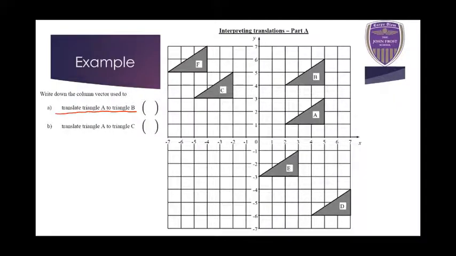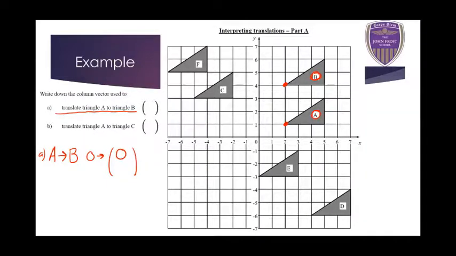So first of all, we need to find the triangles. There's triangle A, there's triangle B. So for part A, we're trying to find out how we got from A to B. Again, all we need to do is pick a point on triangle A, find the same point on triangle B, and work out how we got there. First of all, going left and right, and then going up or down. So to get from A to B, do I have to go left or right at all? I don't. I'm already directly beneath it. So that means, because I don't have to go anywhere left or right, I know my top number for the column vector will be 0.